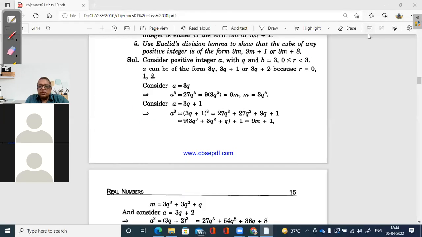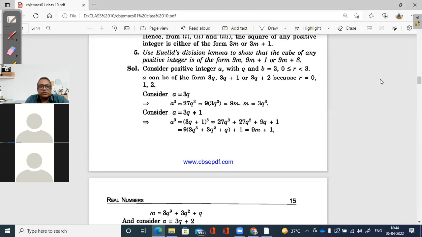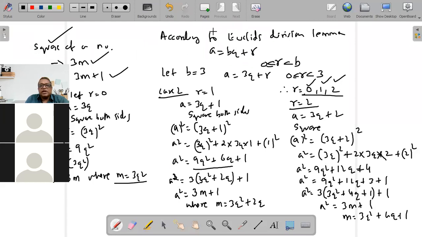I have also sent you this document, and we will keep sending videos regularly, so there shouldn't be any difficulty. Now I'm going to question number 5. The 4th was square, and now I'm going to the last question of the first exercise. Using Euclid's division lemma, show that the cube of a number is in the form of 9m, 9m plus 1 or 9m plus 8. We did this for square.